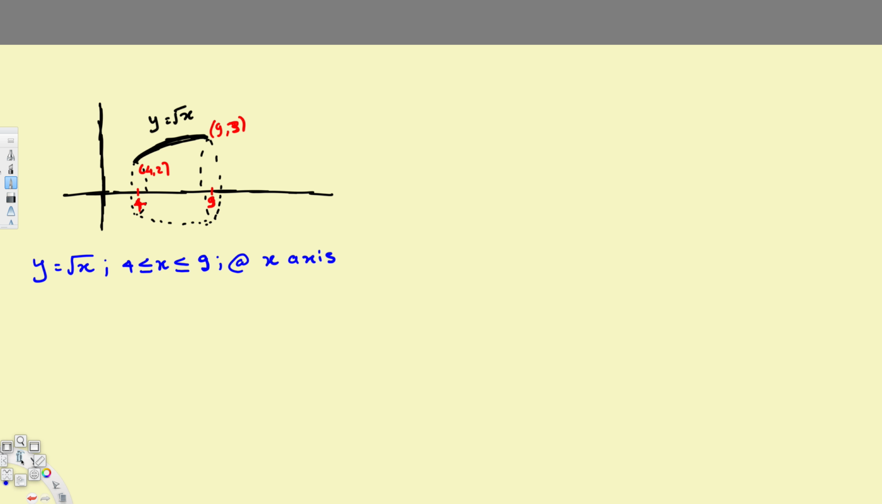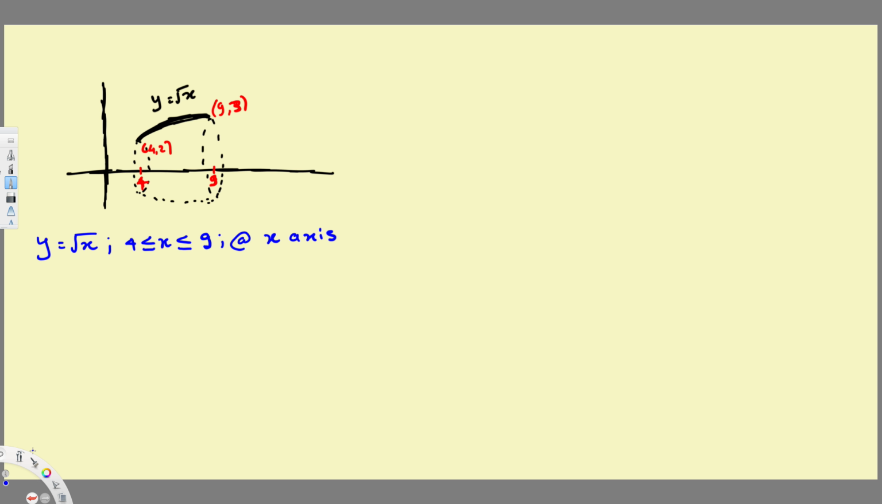Going on, guys? Let's see how we can do this problem right here. The question is asking to find the area, right? So this is a region bounded by y is equal to root x and it's rotating around the x-axis. Whenever we have area that's rotating around the x-axis, we have to use this one.